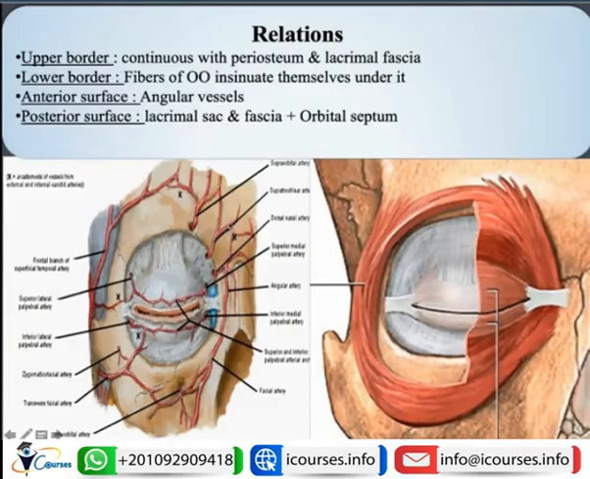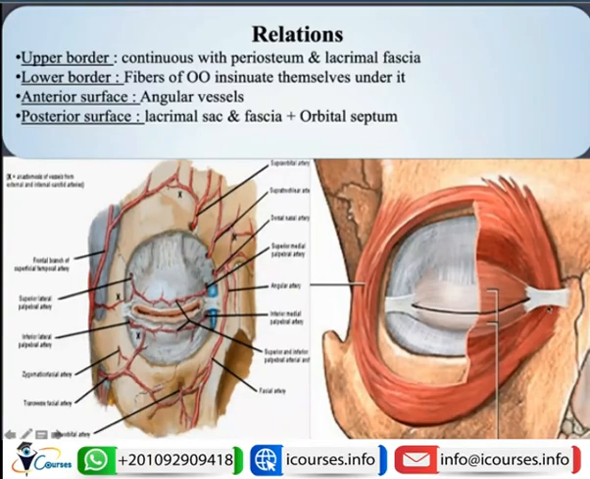So what are the relations of the medial palpebral ligament? The upper border is continuous with the periosteum and the lacrimal fascia. So here, this is the medial palpebral ligament, and this bluish structure is the lacrimal sac. As you can see, it is located behind the medial palpebral ligament. So the upper border of the medial palpebral ligament will be continuous, closing the lacrimal sac, while at the lower border of the medial palpebral ligament, the fibers of the orbicularis oculi will pass behind it.